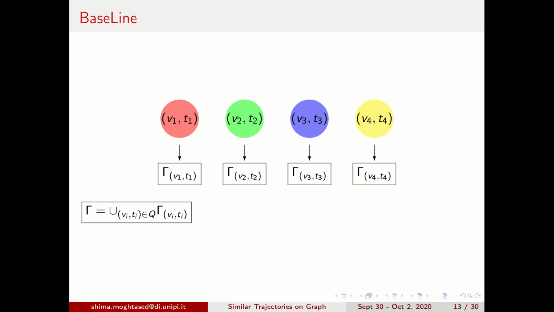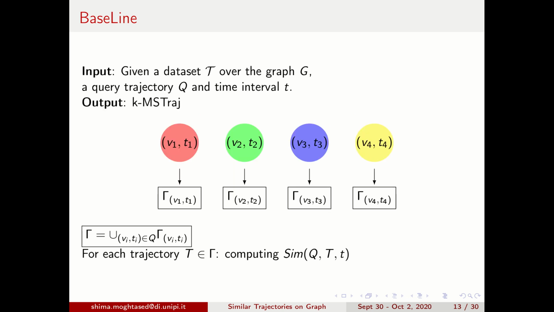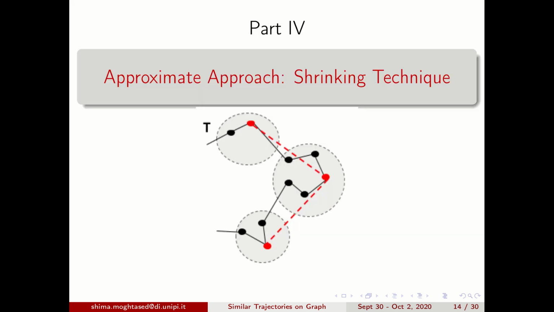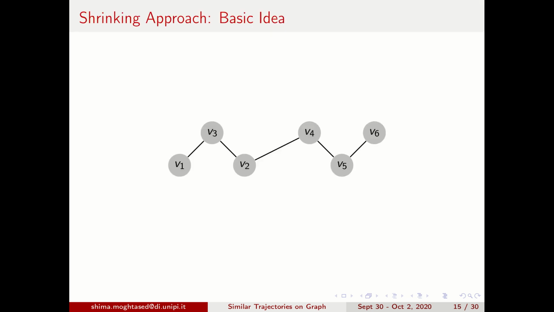Then the baseline algorithm computes the similarity score for each discovered trajectory with respect to the query, and then reports the k ones with maximum similarity score. And in our work, we aim at accelerating this process by proposing an approximate approach, and we call it the shrinking technique. The basic idea of the shrinking approach is as follows.